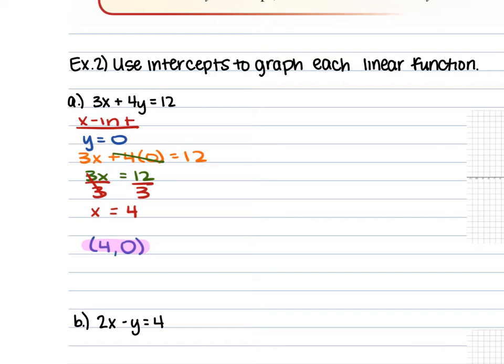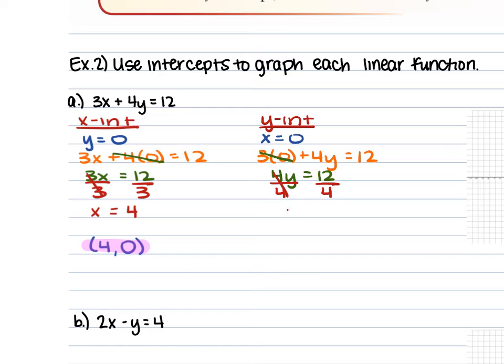We also have to find our Y-intercept. So to find our Y-intercept, we're going to plug in 0 for x. So x is equal to 0. This is going to give us 3 times 0 plus 4y is equal to 12. The 3 times 0 cancels out, so we just have 4y is equal to 12. We divide each side by that 4 and get that y is equal to 3. So again, this isn't just y is equal to 3, this is the ordered pair 0 comma 3.